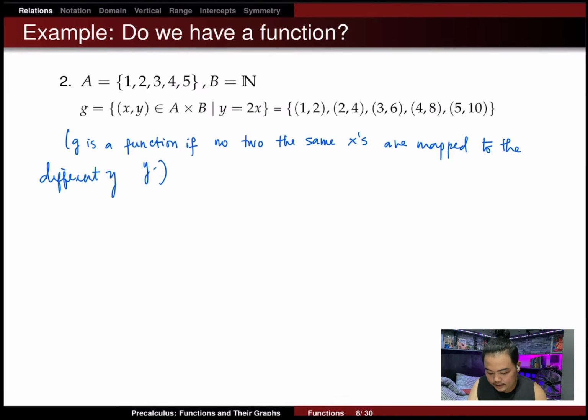Okay, and as you can see, each x is mapped to exactly one y. For example, 1, its partner is 2. 2, its partner is 4, etc. Each x has exactly one y. That's why it is a function.